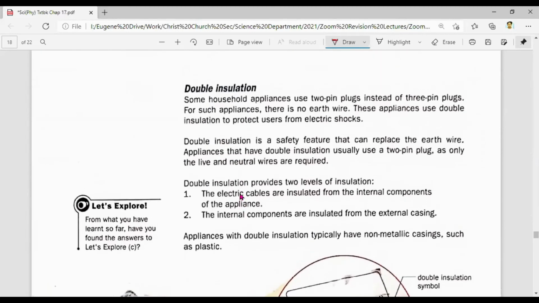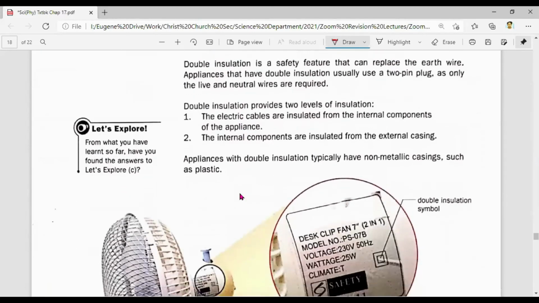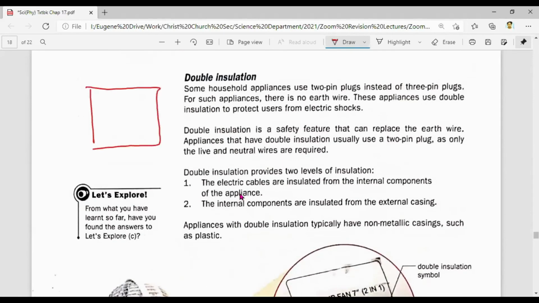Next one, double insulation. First things first, what is double insulation? This interesting symbol over here looks like a square with another square inside it. This is the symbol for double insulation. Now, how do you know which household appliances have double insulation? First, look out for this sign over here. This thing tells you double insulation.